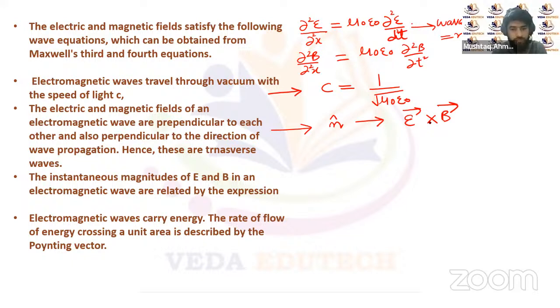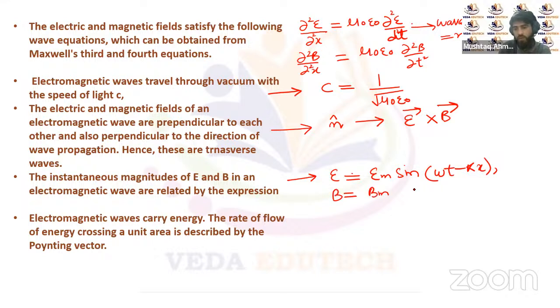If we solve this wave equation above, we will get the solution of this electromagnetic wave. The solution can be in the form of E equal to Em sine of omega t minus kx, or B equal to Bm sine of omega t minus kx, right? So these are the solutions of the electromagnetic wave.